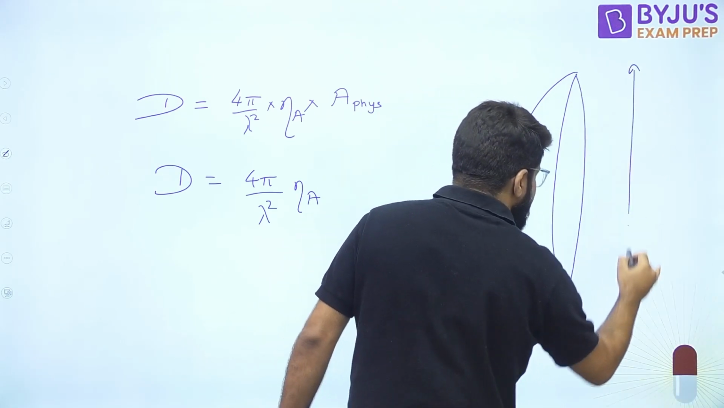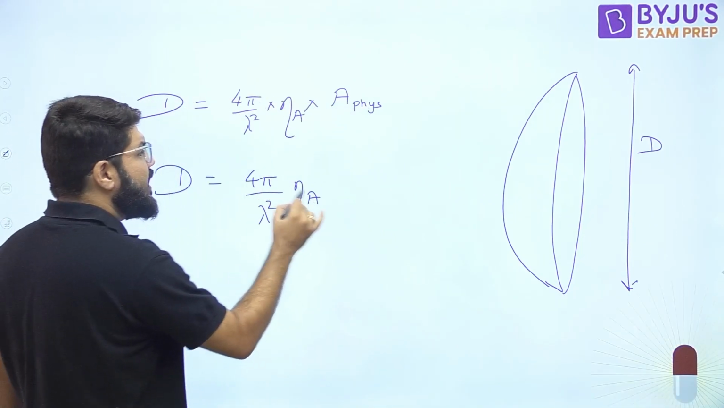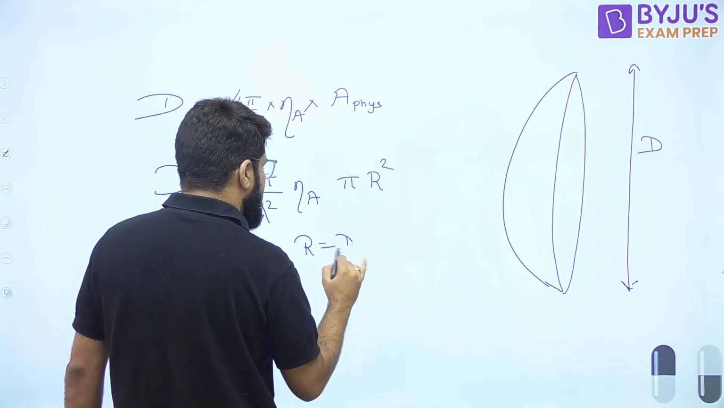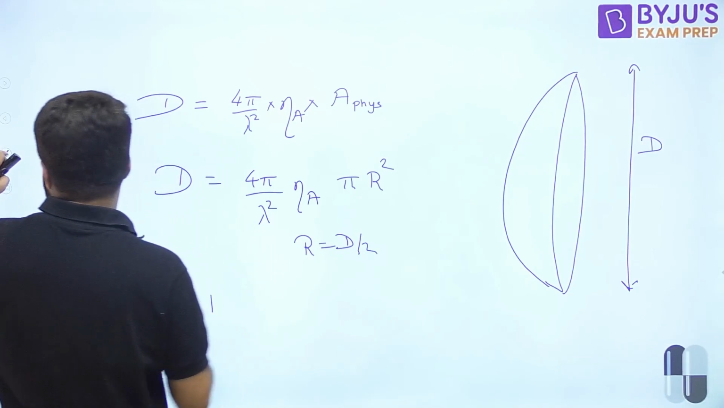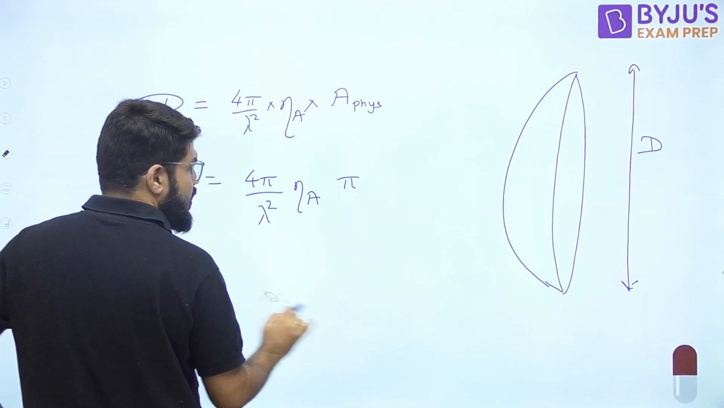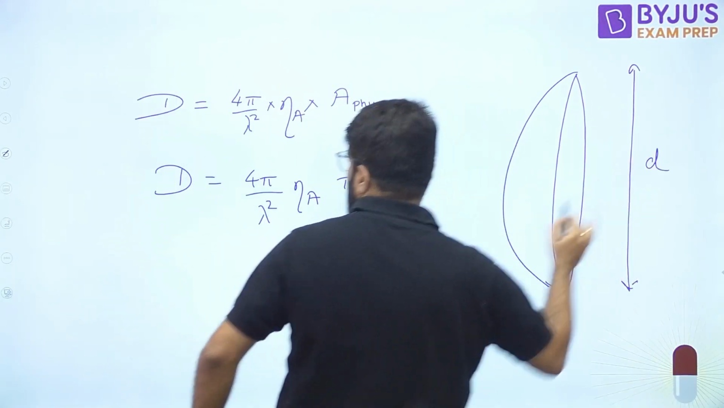So let's say D is the diameter of the dish and R is the radius of the dish. So then the area can be computed as pi R square, where R is half of the diameter. Let us put it down commonly in terms of diameter only. Let me use the small d here, because D I have called the directivity itself. So let me rename it. Let's say this is equal to d.